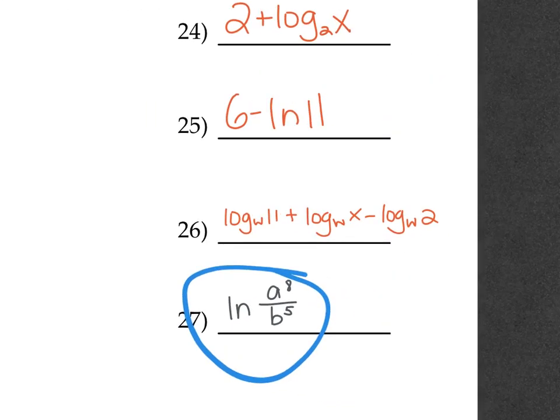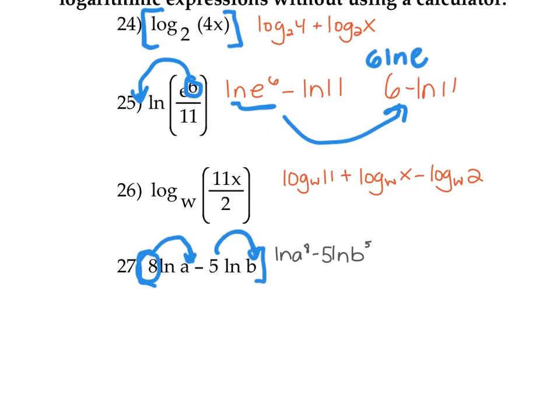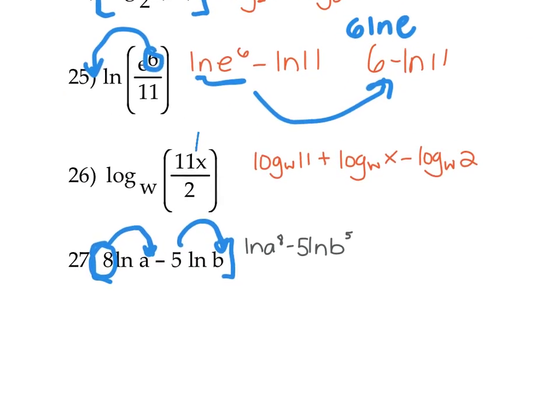Can you send it to number 26, sure. Like the answer? Or the work? The work. So when you separate it out, this one becomes multiplication, which becomes addition. And then the over 2 becomes your minus. Thank you. You're welcome.